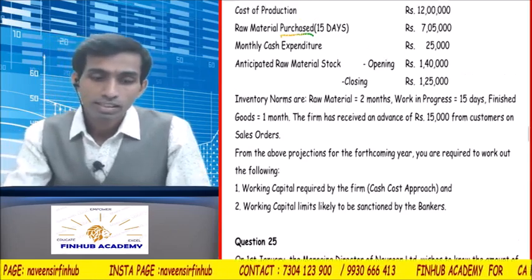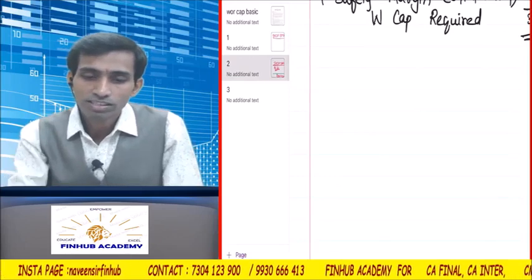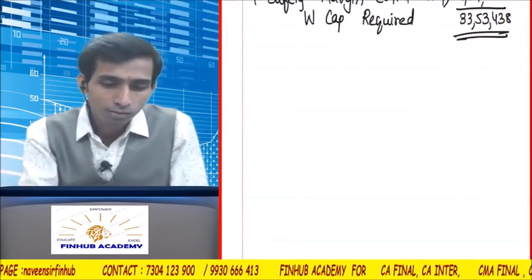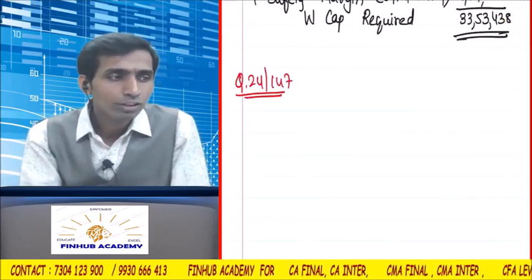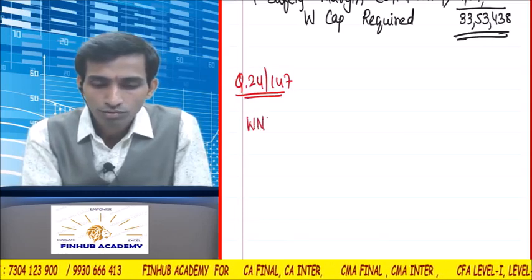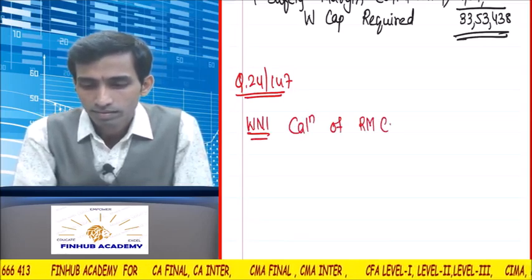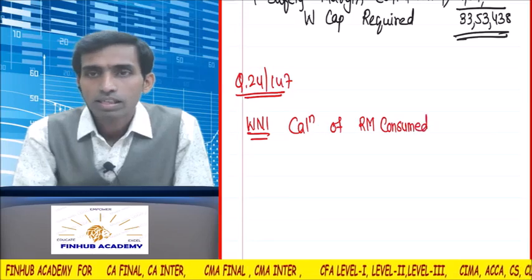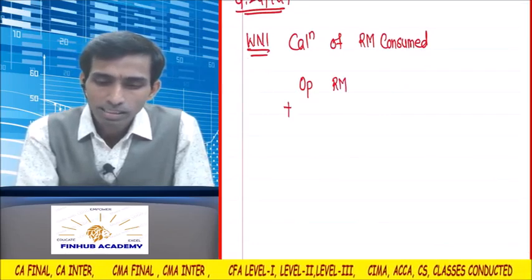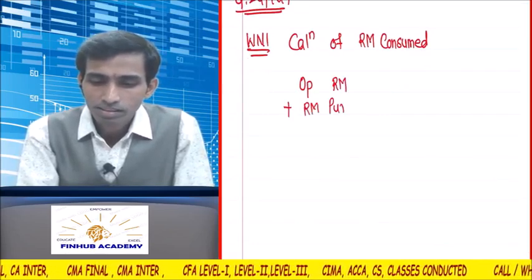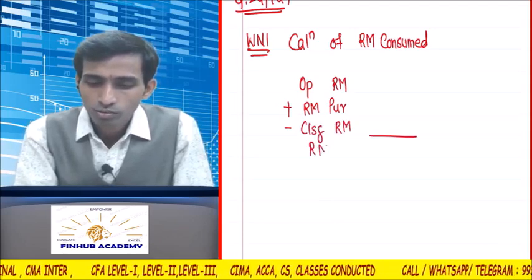Okay, let's proceed. First, I will make a working note of raw material consumed. I need to calculate raw material consumed first. Question number 24, page number 147. Working note number 1: calculation of raw material consumed. Opening raw material plus raw material purchased minus closing raw material gives raw material consumed.